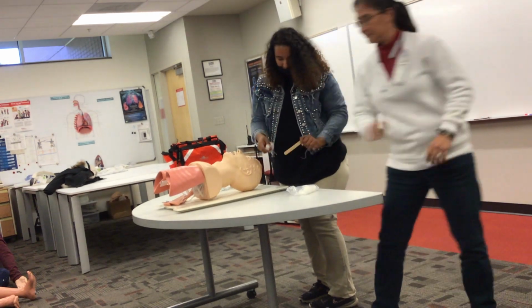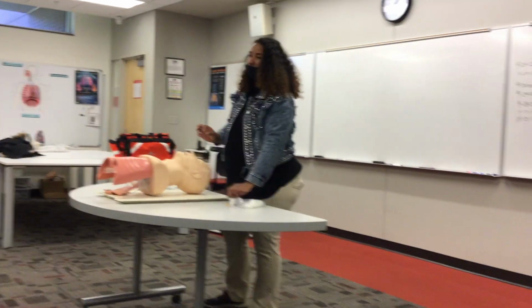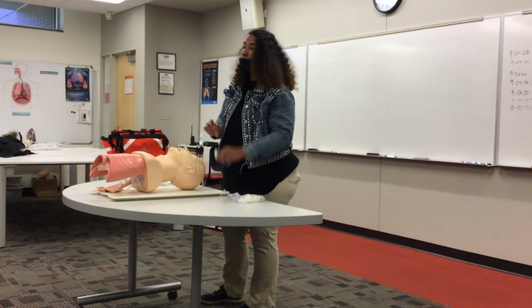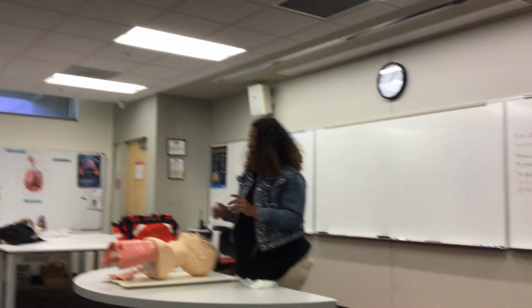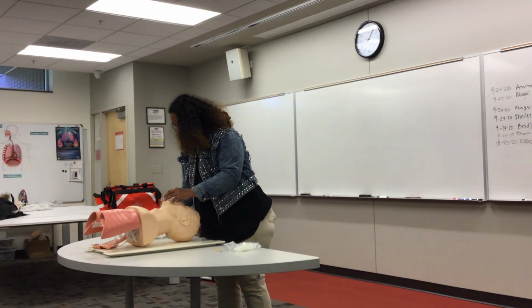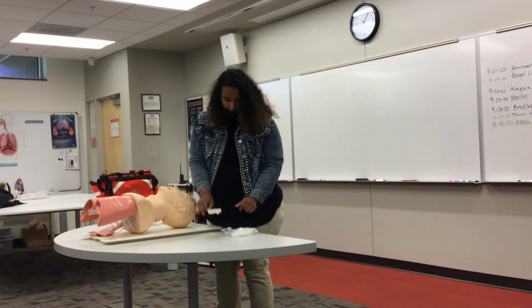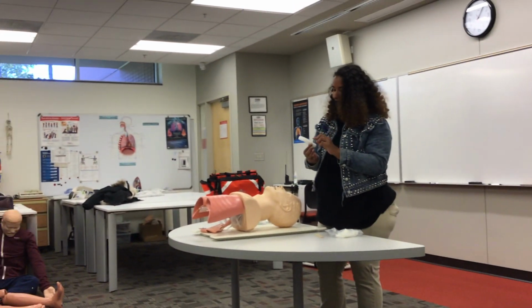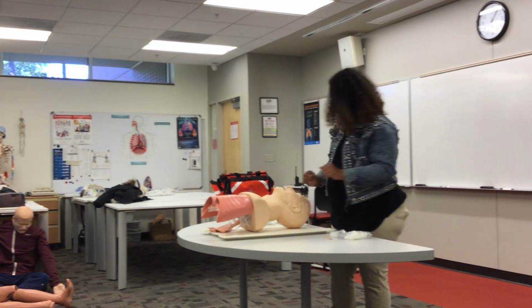Okay. Those are three ways you can insert this. And also, you want to measure. I didn't show y'all that, but you definitely want to measure when you're using an OPA or NPA. To use the OPA, you would measure from the corner of the mouth to the earlobe to make sure that you have the right size, just so you know. And there are indications on them for your paperwork. It tells you what size they are.